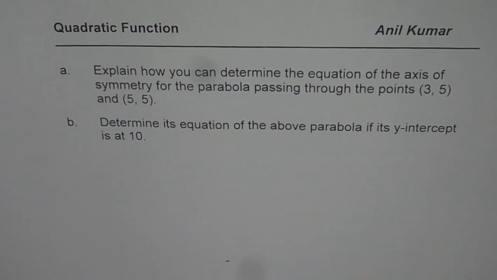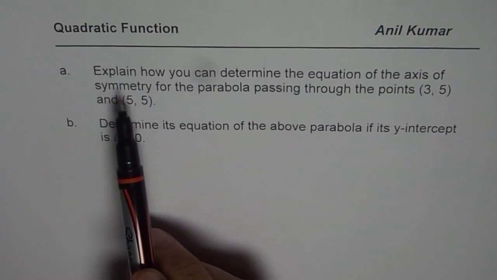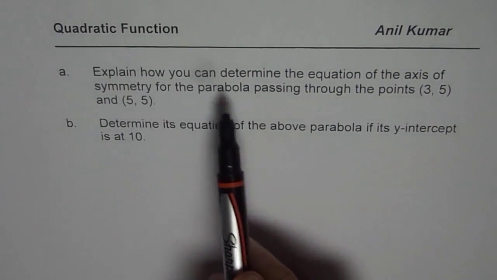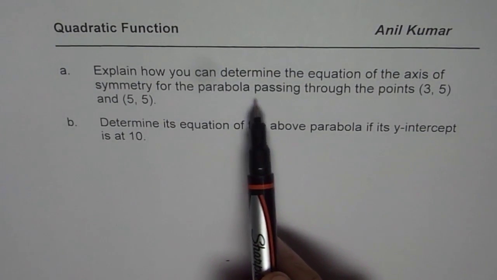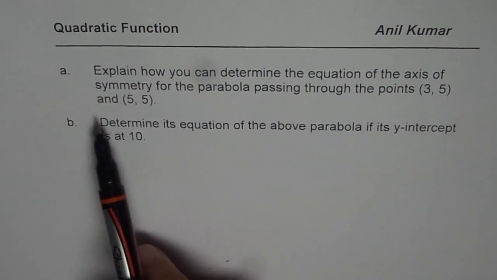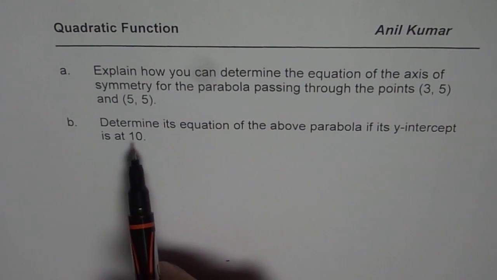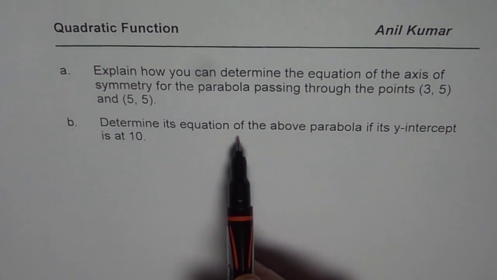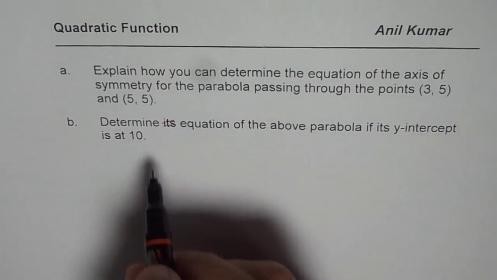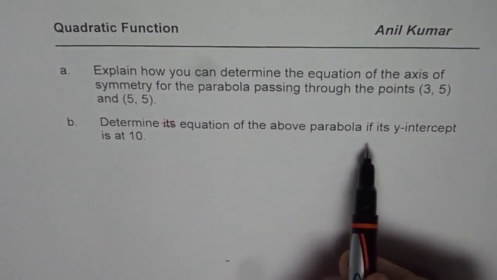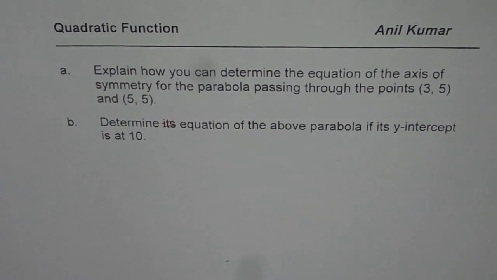I'm Anil Kumar, and in this video we'll further explore how to find the equation of a quadratic function from given conditions. The question here is, explain how you can determine the equation of the axis of symmetry for the parabola passing through the points (3, 5) and (5, 5). Part B is, determine its equation, that is, determine the equation of the above parabola if its y-intercept is at 10.